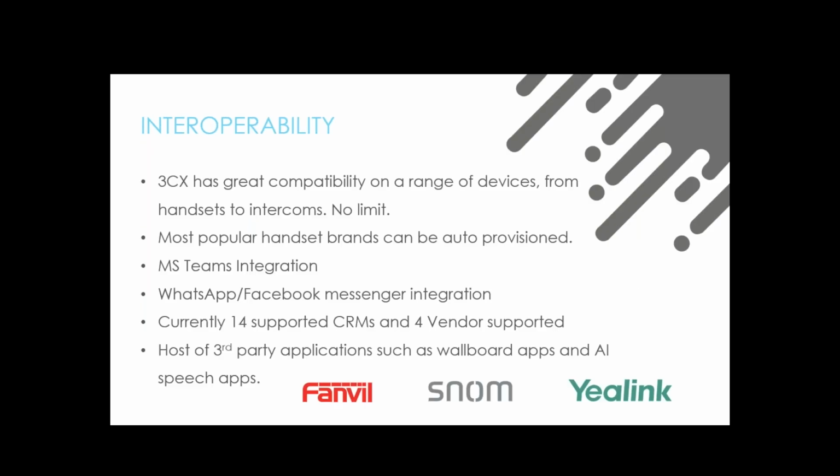Moving on to interoperability. 3CX has great compatibility on a range of devices, from your handsets, intercoms, and headsets as well. So you could use existing infrastructure, right? If you've got something like 2N already in place on site, or maybe you've got some loud ringers, then you'll be able to use that existing infrastructure again. Not necessarily provisionable, but at least you can reuse that as well. So it reduces the cost for the migration, but also you don't really want to be replacing handsets all the time.